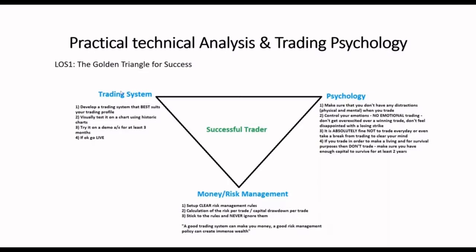The second important component of being a successful trader is psychology. When you are trading, you need to make sure that you don't have any distractions, physical and mental. So for example, if you have a quarrel with your wife or your husband and you are emotionally not okay, don't trade. Because if you are under emotional bias, you will make mistakes. Control your emotions. No emotional trading. And this is in capital letters because it's very important.